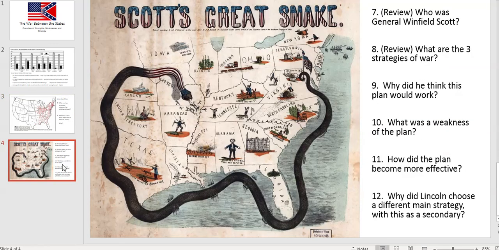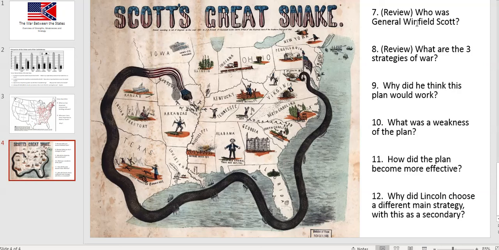Okay, final slide. We've seen this. If you answered the questions and Googled anything on the internet, you've seen this if you looked up the Anaconda Plan. This is Scott's Great Snake. So first of all, we're reviewing. Who was General Winfield Scott? General Winfield Scott was the commander in charge of the U.S. expedition in the Mexican-American War. He came after Zachary Taylor. Taylor resigned because he wasn't given the job of taking on the rest of the campaign, and Winfield Scott was given that job instead by the president, and he captured Mexico City and became a great war hero.